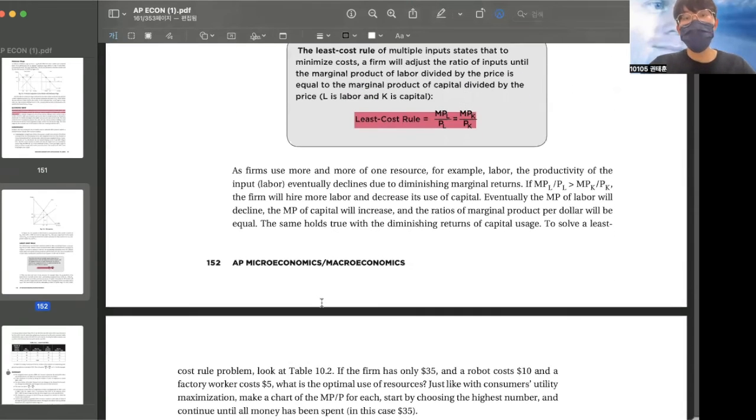As firms use more and more of one resource, for example labor, the productivity of the input eventually declines due to diminishing marginal returns, which you learned previously. This is a very basic term. In this case, the firm will hire more labor and decrease its use of capital. Eventually the marginal product of labor will decline, the marginal product of capital will increase, and the ratios of marginal product per dollar will be equal. The same holds true with the diminishing returns of capital usage.